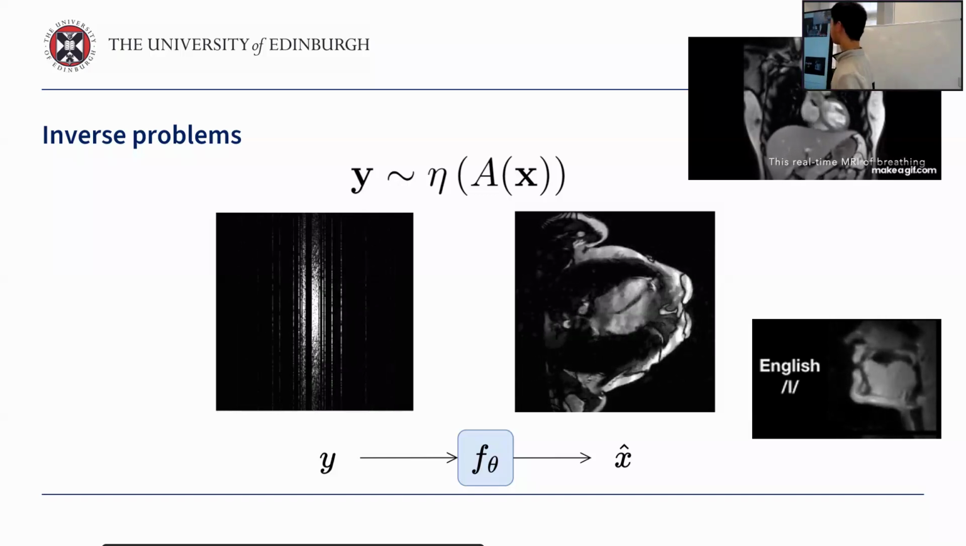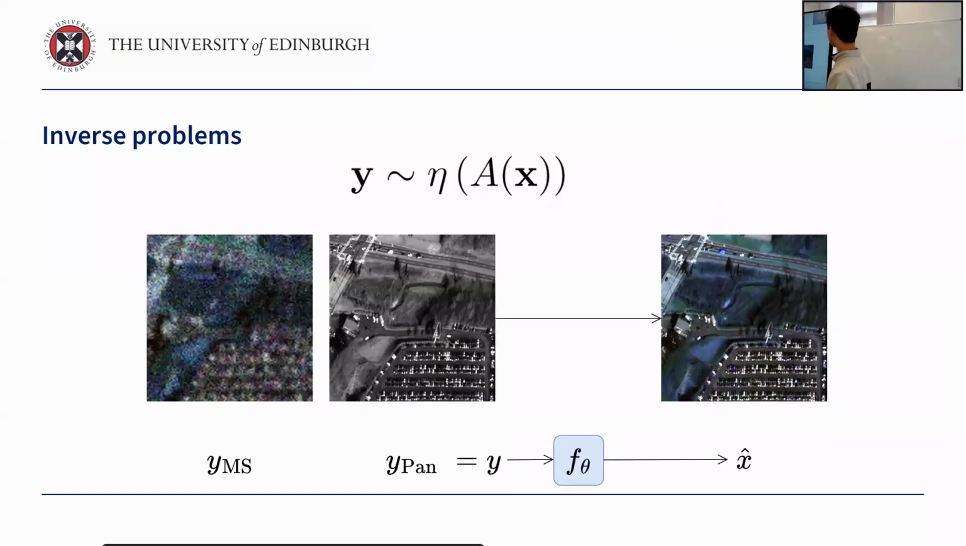So ground truth does not exist in this scenario. For satellite imaging as well, this image does not exist in the real world, because there's no satellite that can take this. The satellite only sees these two measurements.